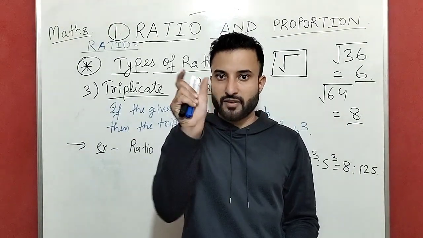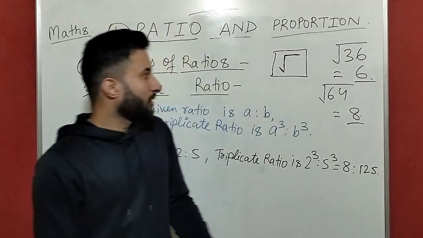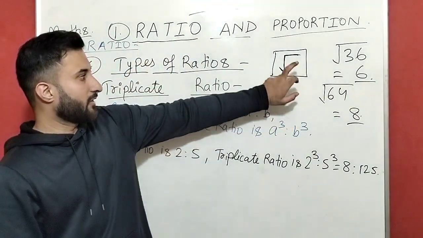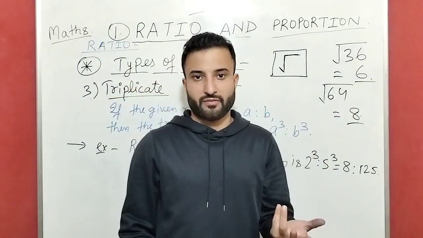Okay. For 36, in the calculator press 3, 6. You will get 36. After typing 36 in the calculator, press this button. As you press this button, it will become the square root of 36. You will get the answer 6.